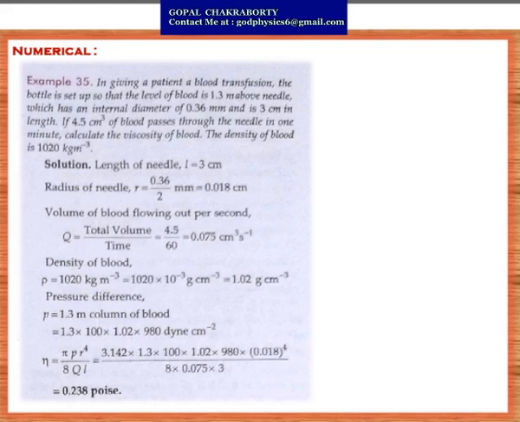So the pressure difference, that means P, equals 1.3 into 100 into 1.02 into 980 dyne per centimeter square. So ultimately this gives you eta equals pi P R to the power 4 by 8 Q L. Substituting all these values, you get the eta value as 0.238 poise.